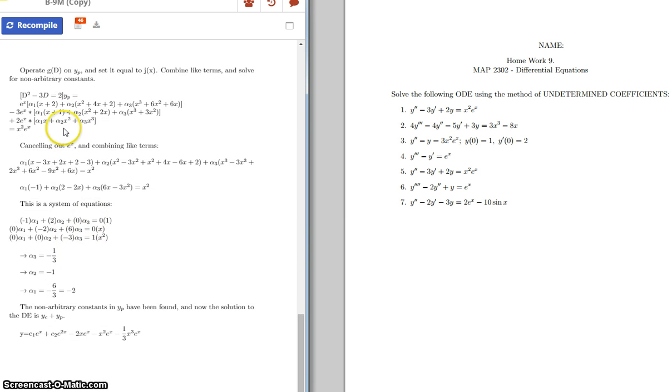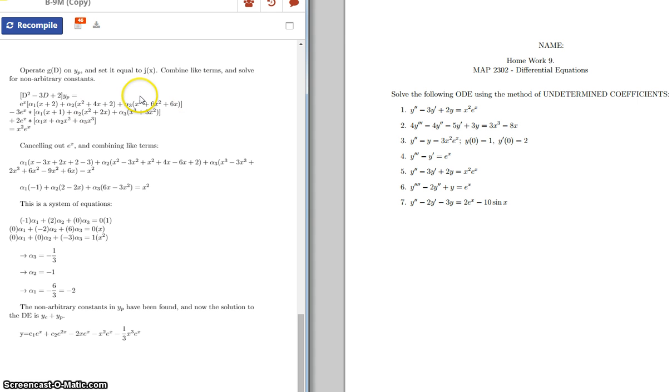Alright, next step, operate g of d on yp and set it equal to j of x. Then combine the like terms that are going to result from that and solve for the non-arbitrary constants alpha 1, alpha 2, and alpha 3. So here's our g of d. Oh goodness, that's not our g of d. That is our g of d, and we're going to operate on yp.